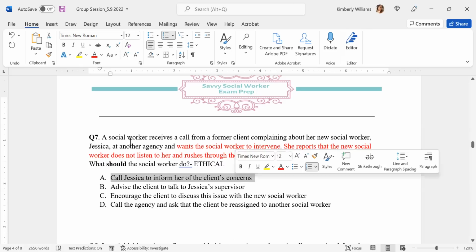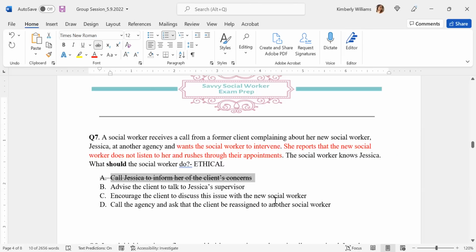Why are we not going to call Jessica and tell her that this client is complaining about her? Why wouldn't we do that? Well, because it's really not our place to do so. Right. That's not ethical. All right. What about B? Should we advise the client to talk to Jessica's supervisor? Scratch it. Why wouldn't we tell the client, well, look, I can't help you, go talk to a supervisor about that?